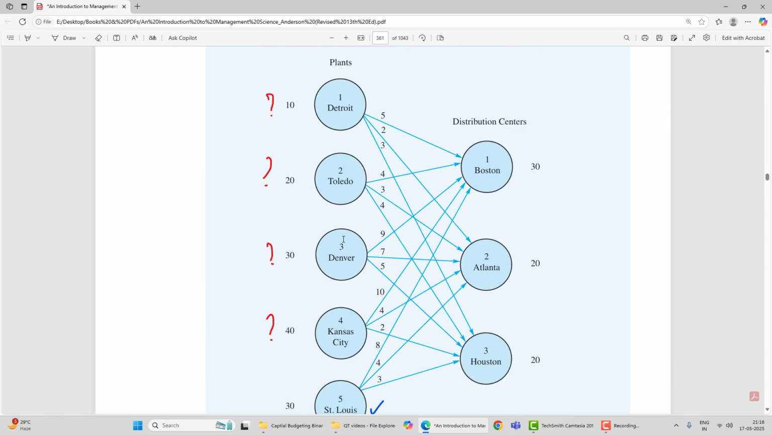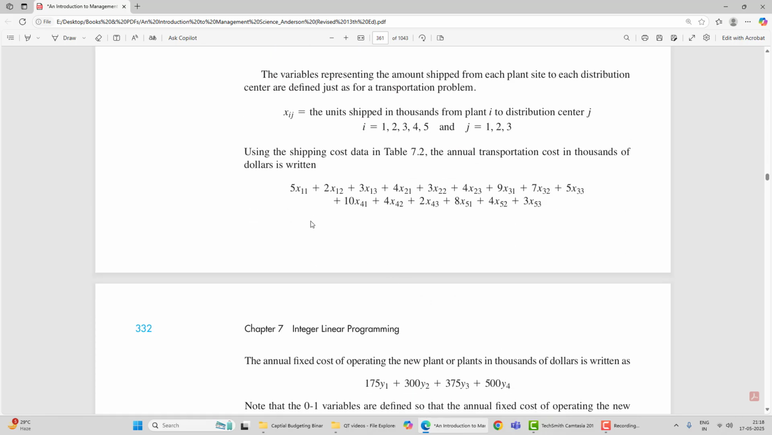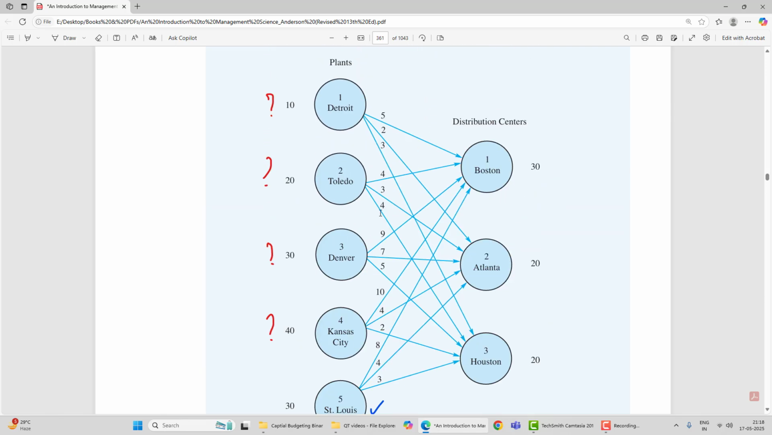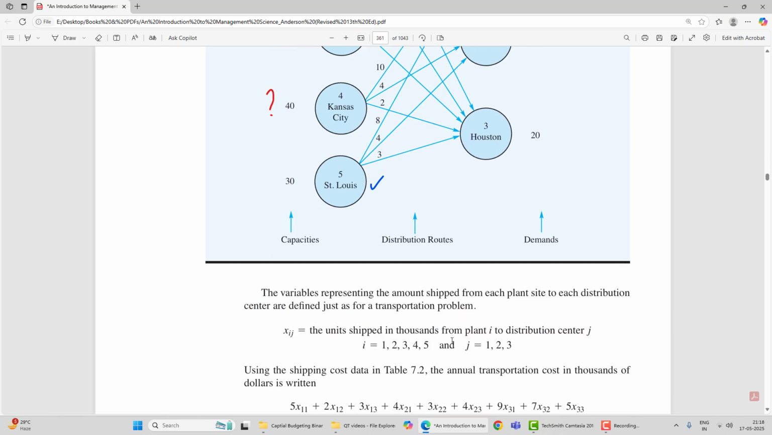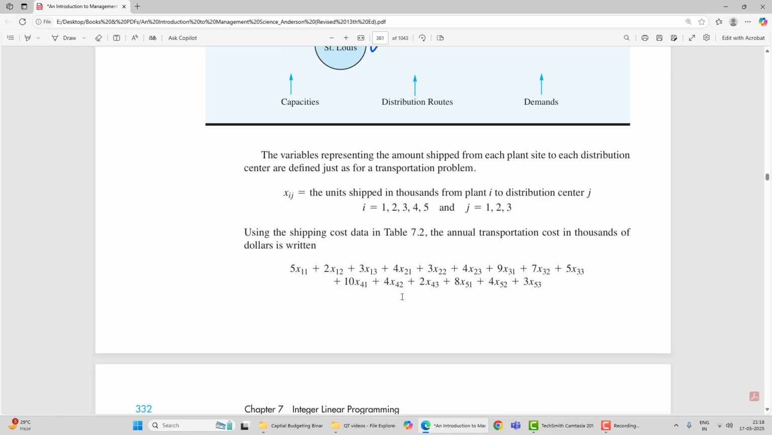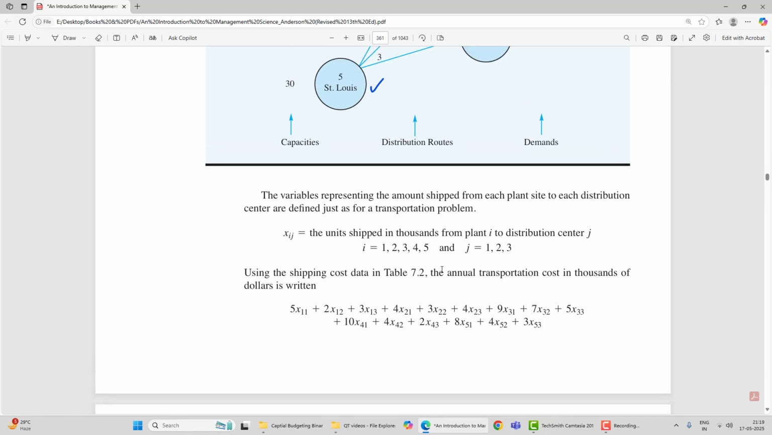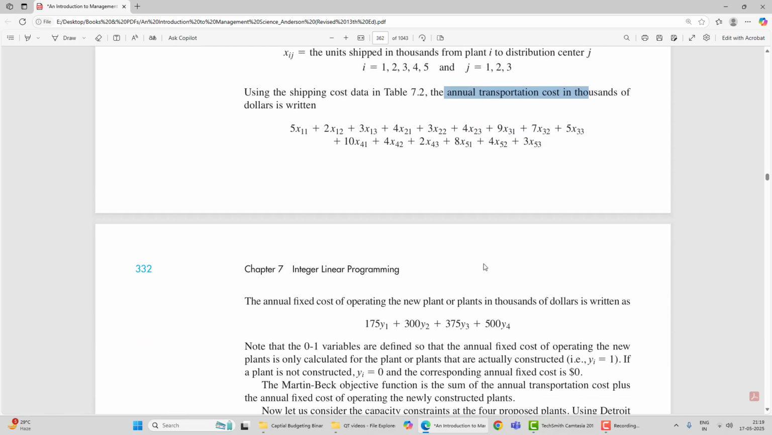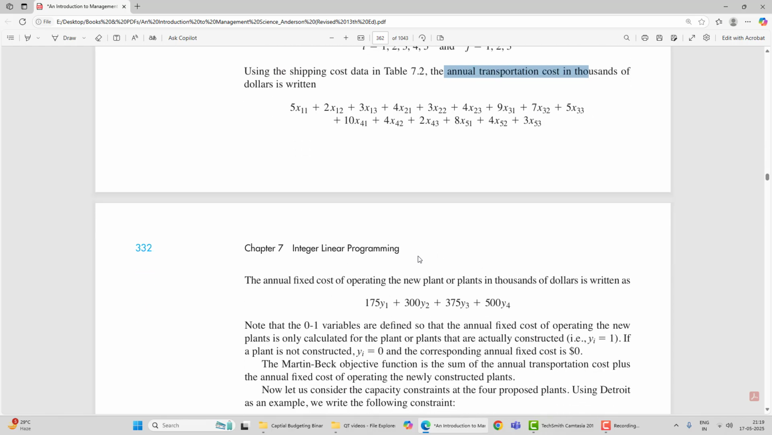So my total transportation cost will be x11, x21, x12, x22, x13, like that, right? So you will put all these values here. You will get 1, 2, 3, 4, 5, 6, 7, 8, 9, 10, 11, 12, 13, 14, 15 terms here. You will see here 15 terms along with their per unit cost. So this is the entire total annual transportation cost, which you need to obviously keep in mind to minimize.